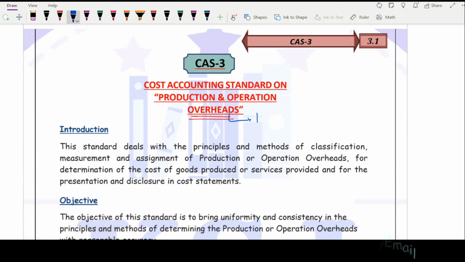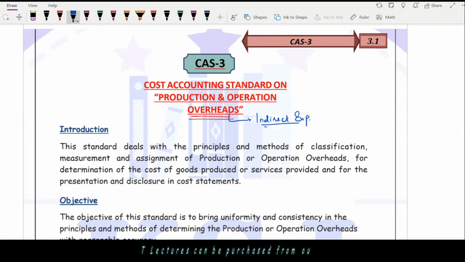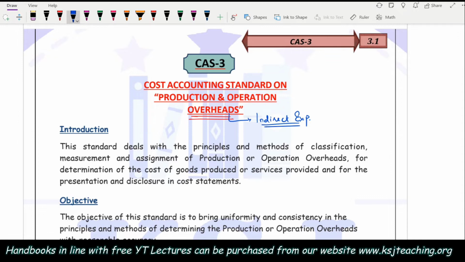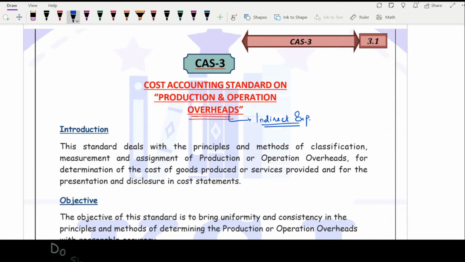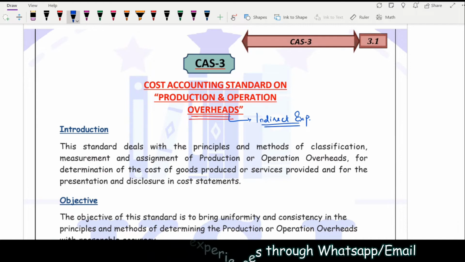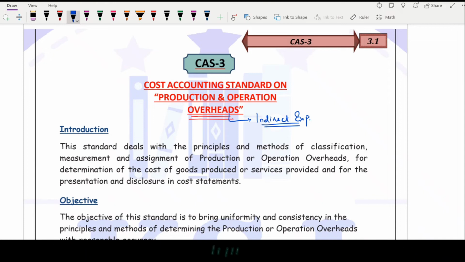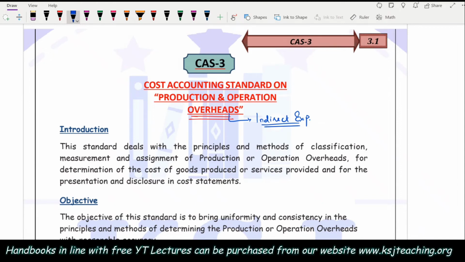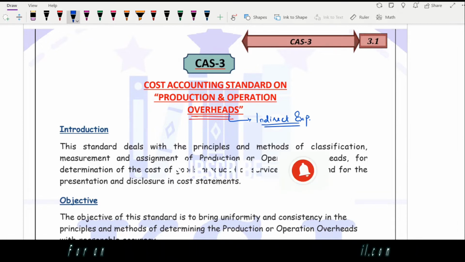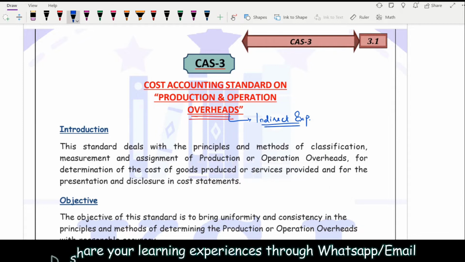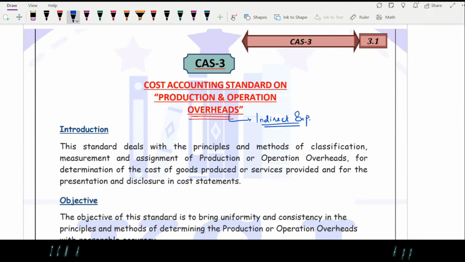Overhead means all the indirect expenses incurred in the production process. Now, what are indirect expenses? All those expenses which cannot be identified in one unit of the finished product, right? So all those are indirect expenses, and if we are able to identify an expense in one unit of the finished product, all those are known as direct expenses, isn't it? So in this cost accounting standard, what we are dealing with is all the indirect expenses which are related to the production.